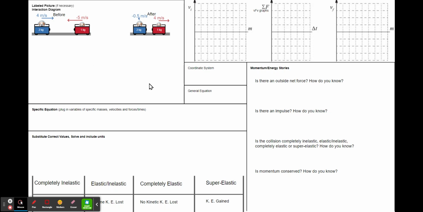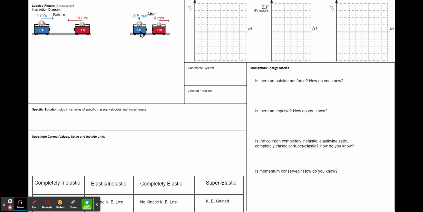In this video, we're going to check out the momentum model for this collision of a 2 kilogram cart moving to the right at 4 meters per second and a 1 kilogram cart moving to the left at negative 5 meters per second. Notice that direction is important here, so we put a negative sign because the object's moving to the left.